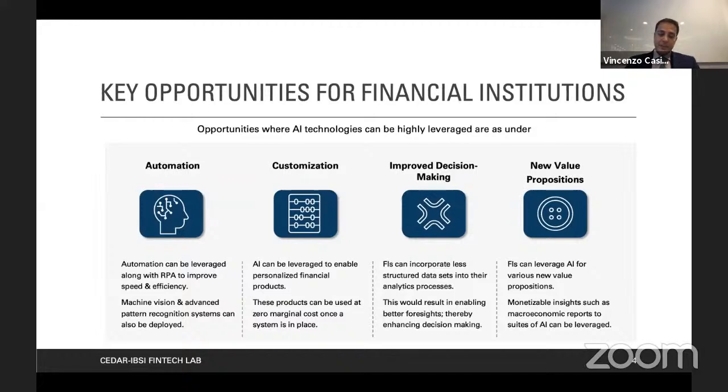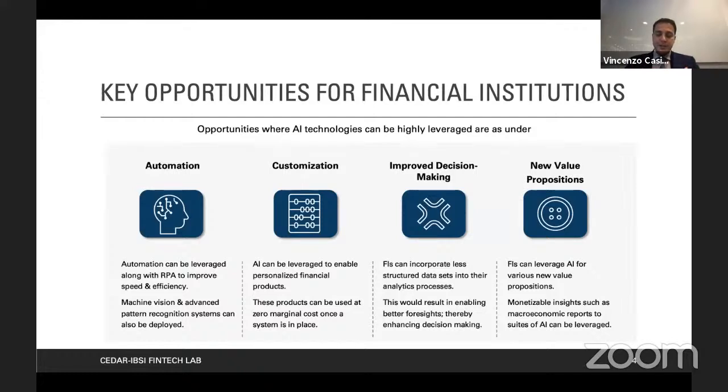Automation can definitely be enabled with RPA, which is robotic process automation, as long as inputs do not deviate from expectation. Then machine vision and advanced pattern recognition systems with self-learning capability can be deployed for more complex processes with more varied inputs. And then we get into customization.